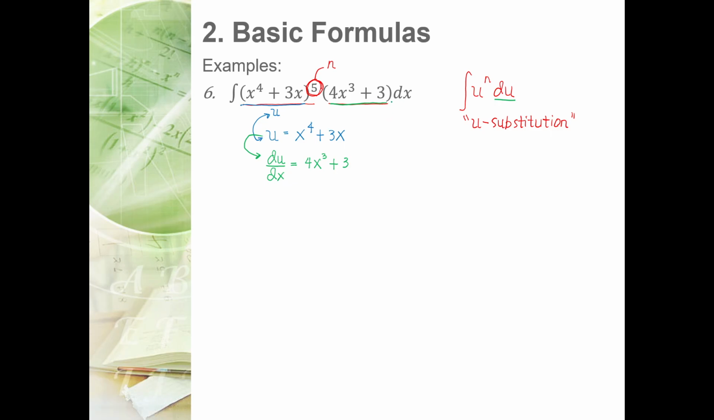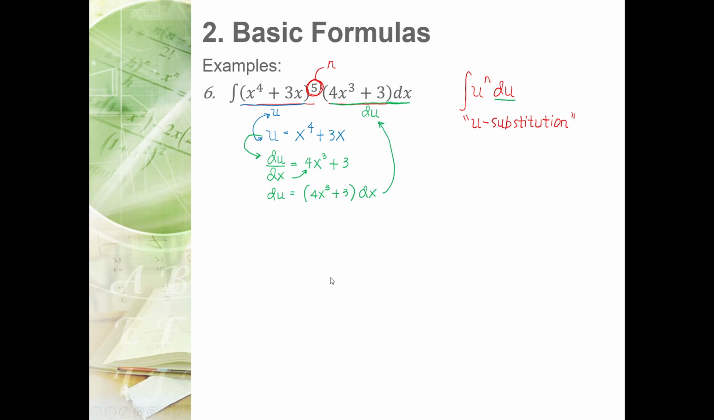Yan na pa dx sa other side, kani diri dx. So para ma-achieve na nato ang iyang direct substitution, so we multiply dx on the right side. So du is equal to 4x cubed plus 3 dx. So the same yun siya dire, di ba? And this will be your du. Na, di ba?